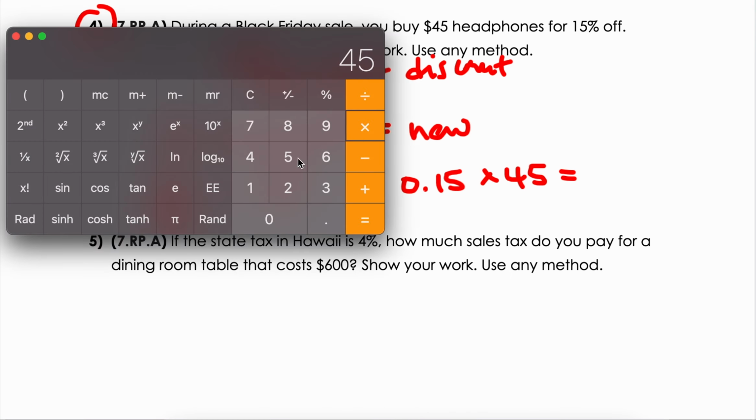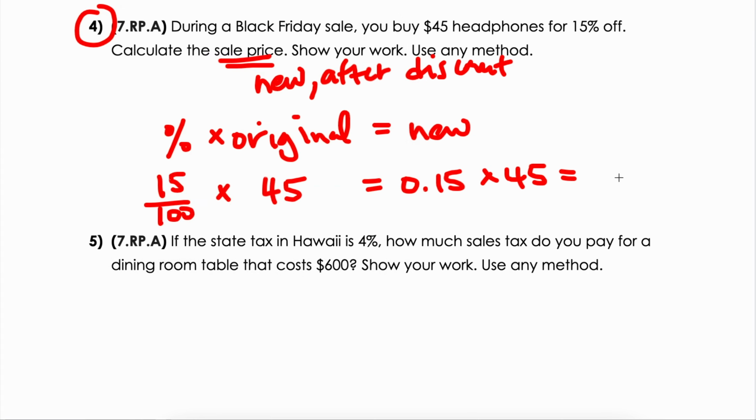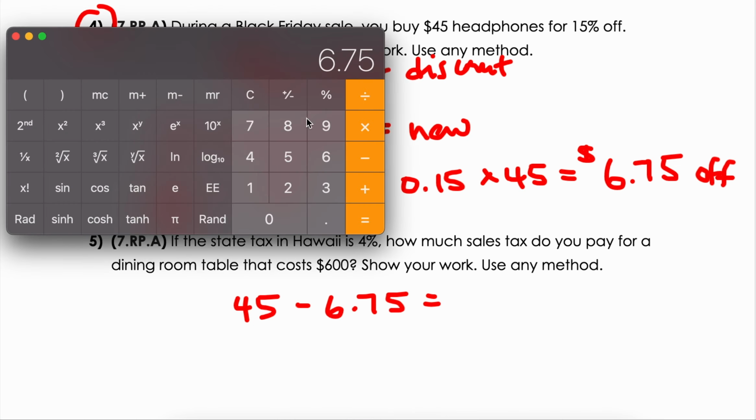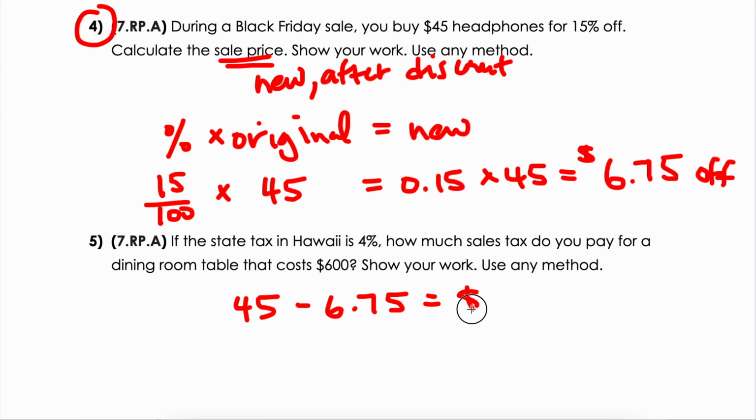0.15 times 45. I get $6.75. That's my discount. Okay, I need to figure out the sale price. So I would still have to take my $45, subtract $6.75 to get my sale price, what I would actually pay for. And that would be $38.25.